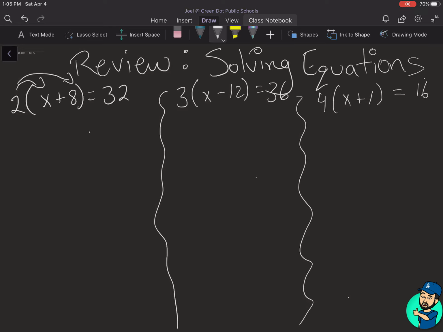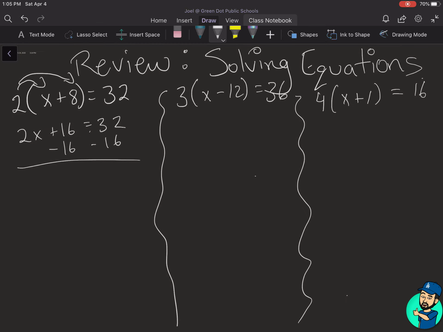2 times x equals 2x. 2 times 8 equals 16. Copy and paste everything else. Now I'm going to subtract 16 from both sides. Now I have 2x equals 16. Divide by 2 now. And x equals 8.